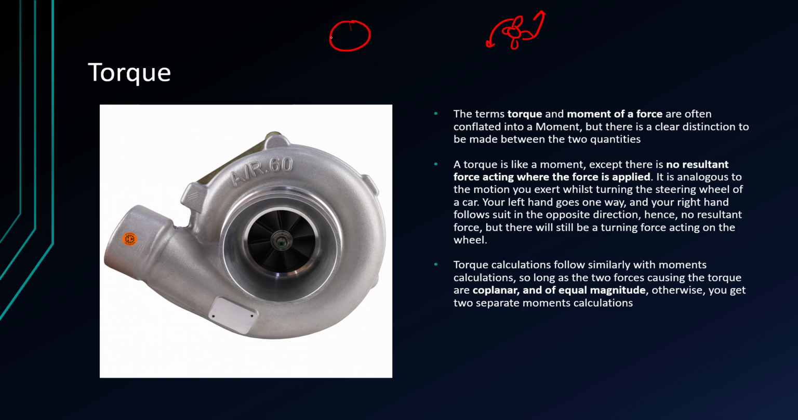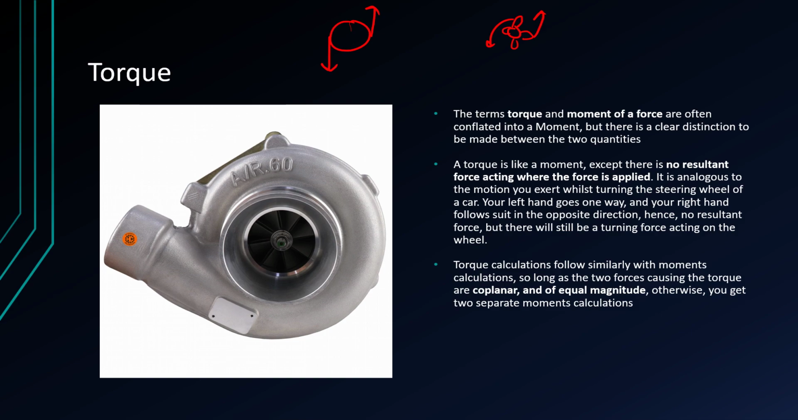So as vectors in instantaneous moments, they look like this. There'd be no resultant force, but there will be a resultant torque. So essentially a torque calculation is the same as a moment calculation, except for the fact it's only if there is no resultant force on the object, and there's no resultant force on the object, but it is turning, essentially.